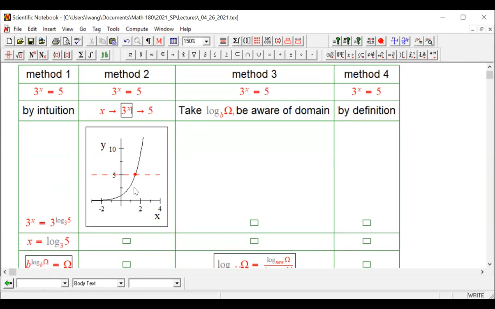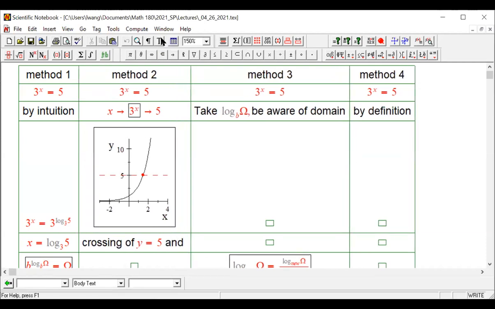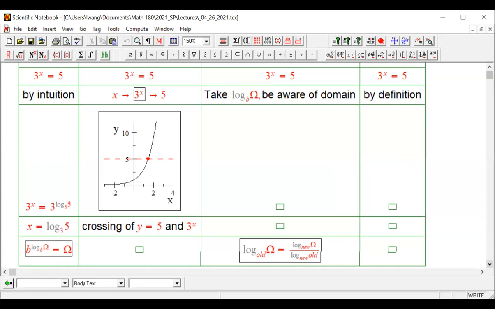So when we graph it, it's really the crossing of y equals 5 and the curve, which is 3 to the power x. If I put it in writing, would that be helpful? You want to be able to describe how that point is created. That point is the crossing of a horizontal line and the curve itself. We want to know the point of crossing.